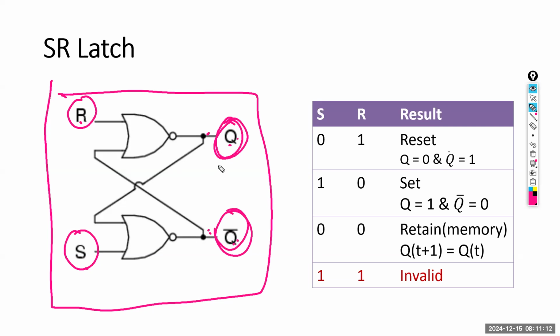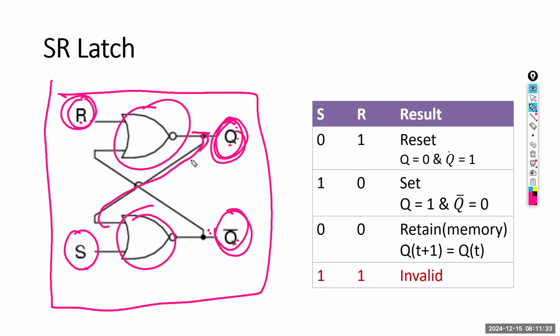And remember, on your Q side, you have R, not this. So you must pay attention to these small things. R and Q are in one NOR gate. Q bar is connected to the S input of the other NOR gate. And also there's a feedback loop. So the output of the first NOR gate is the input to the second gate. The output of the second NOR gate is one of the inputs to the first NOR gate.